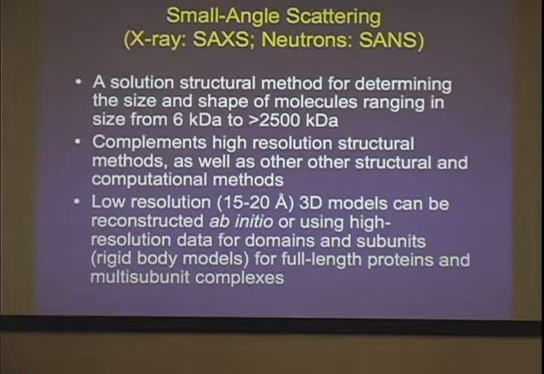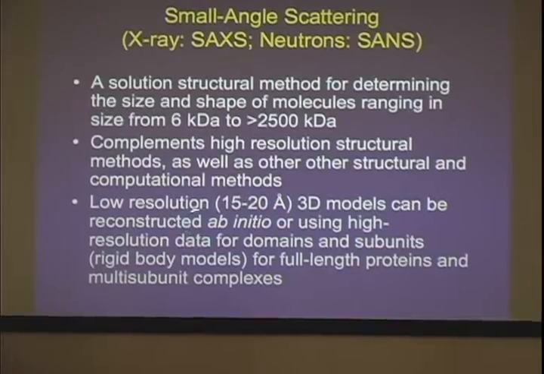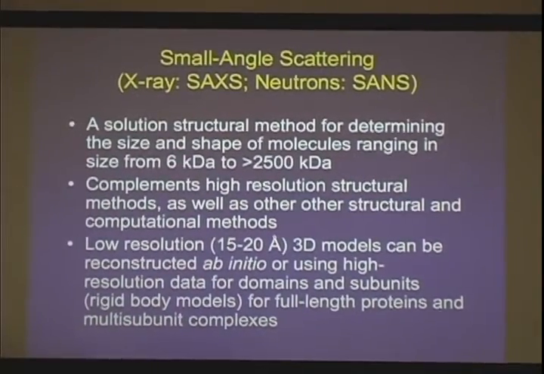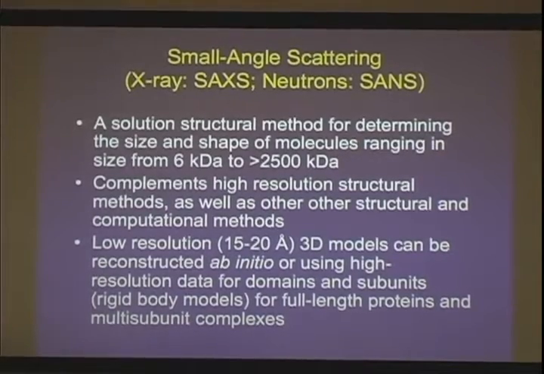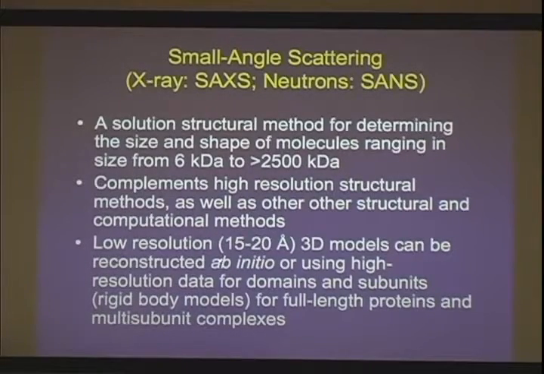We don't get atomic level images or pictures, although we can incorporate atomic level models into the envelopes that we get from our scattering. We can develop three-dimensional models. The data is one-dimensional, but we can reconstruct three-dimensional models. We have to be careful about doing that. We can do that without making any assumptions about the size or shape.